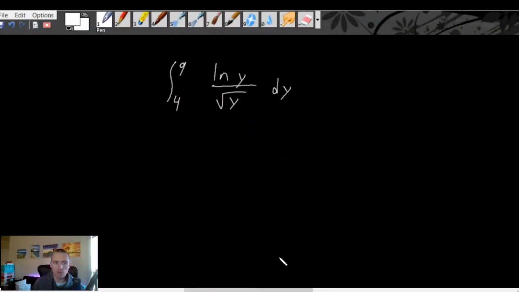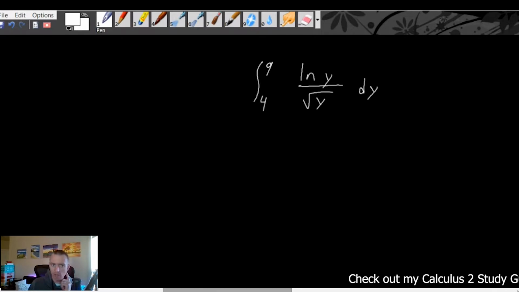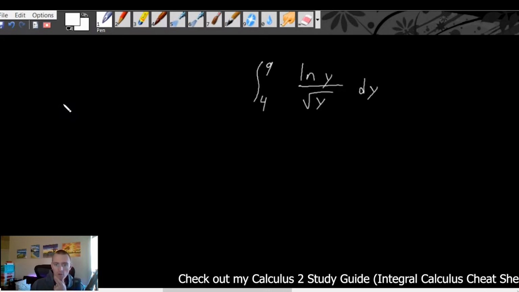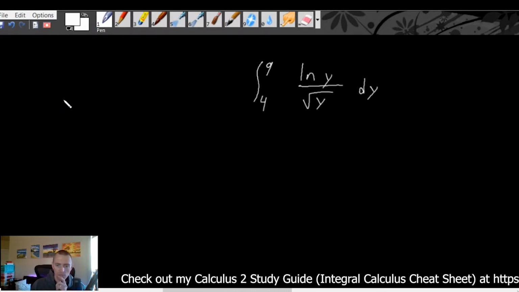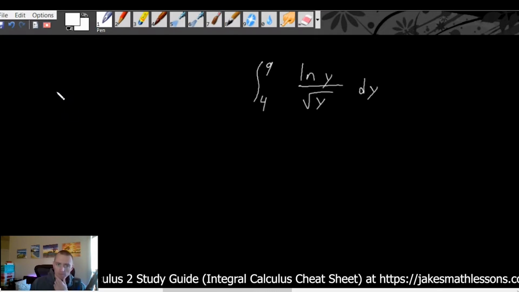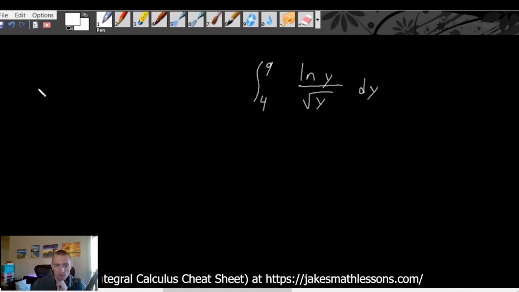So now we're going to get into some examples of what it looks like to do integration by parts for a definite integral. This is going to be very similar to what we just did in the last problem, in other words, very similar to using integration by parts to find an indefinite integral, with just one small edit to the formula. And this formula is also on my integral calculus cheat sheet, or my calculus 2 study guide. Very similar formula with one main difference.